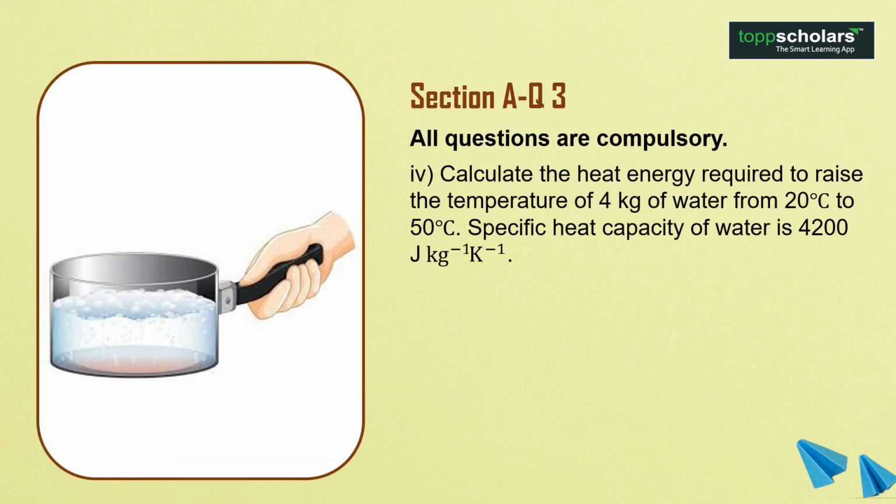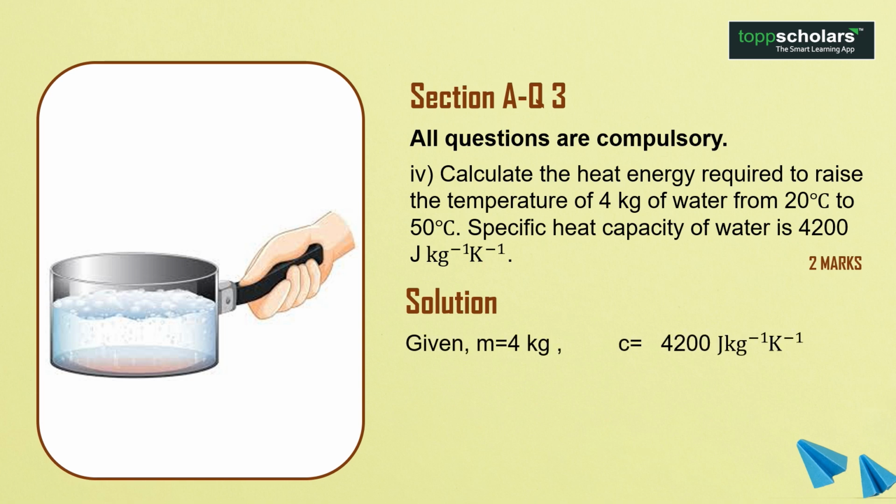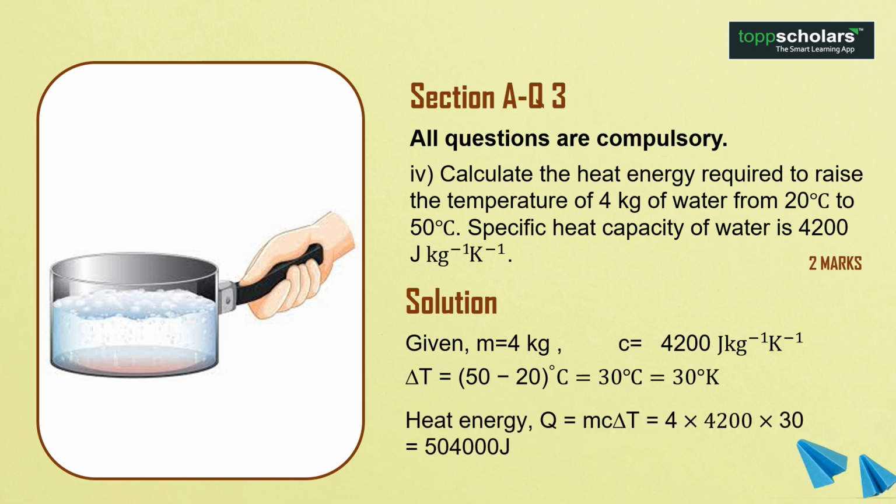Let's have a look at the fourth question. It says, calculate the heat energy required to raise the temperature of 4 kg of water from 20 degrees Celsius to 50 degrees Celsius. Specific heat capacity of water is 4200 joule per kilogram per Kelvin. Let us see the solution. It is given that the mass is 4 kilogram and the specific heat capacity of water is 4200 joules per kilogram per Kelvin. The change in temperature is 50 minus 20, which is 30 degrees Celsius. As we know, the heat energy Q is given by the mass multiplied by the specific heat capacity multiplied by the change in temperature. So 4 multiplied by 4200 multiplied by 30 gives the heat energy, which is 5,04,000 joules.